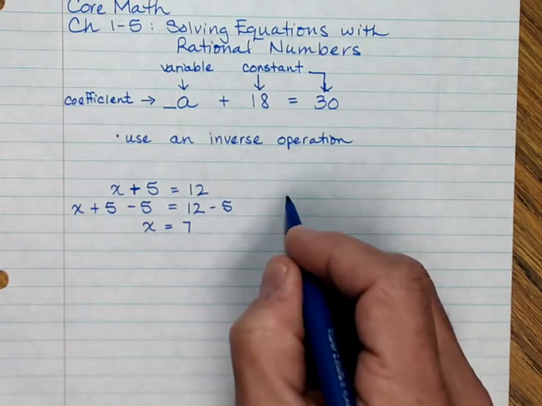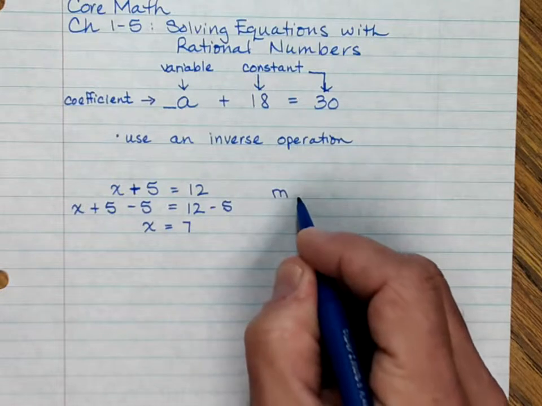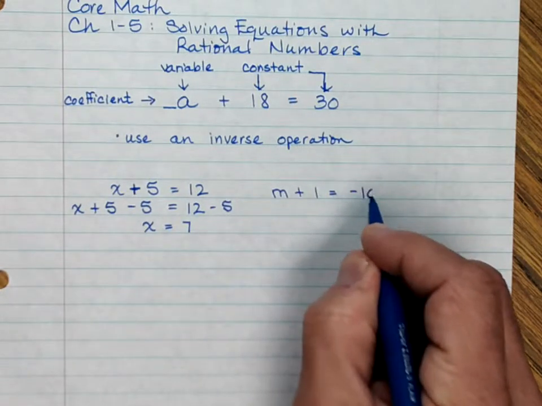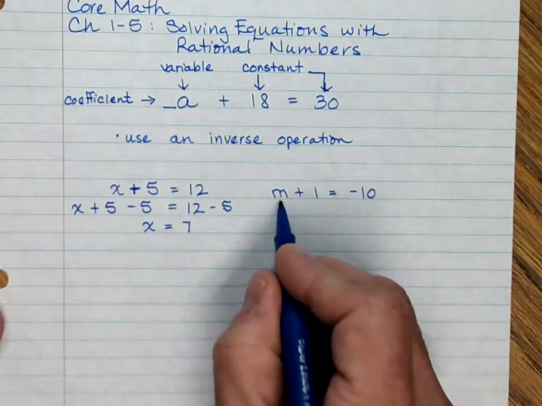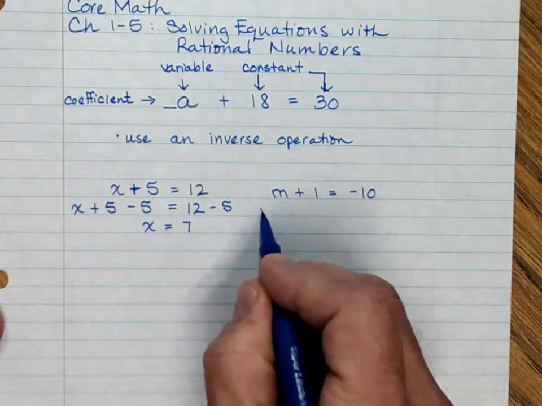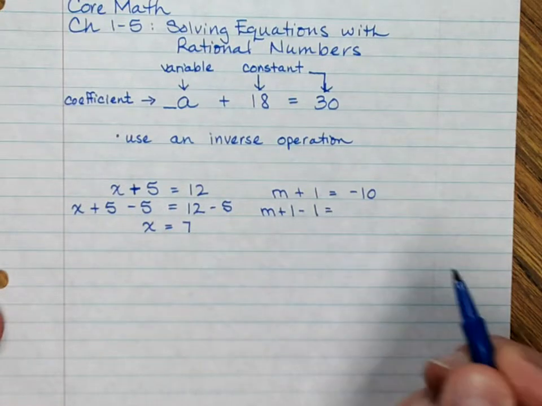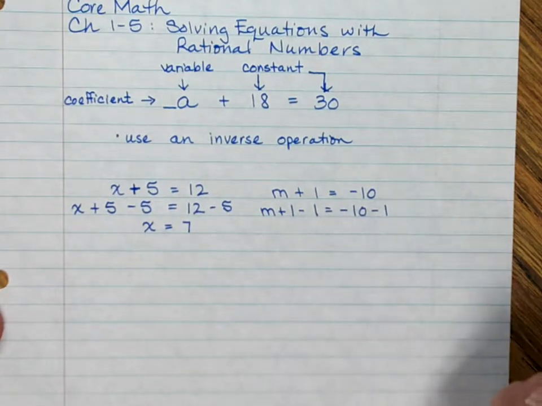Let's try another right here. m plus 1 is equal to negative 10. So the opposite of plus 1 is minus 1. And so we're going to subtract 1 from both sides.